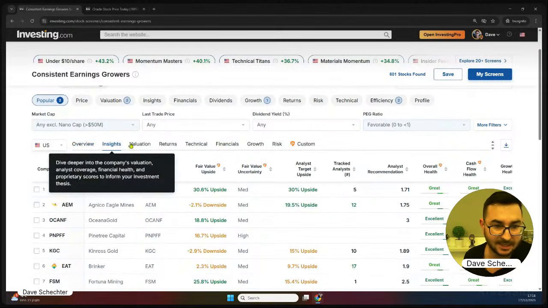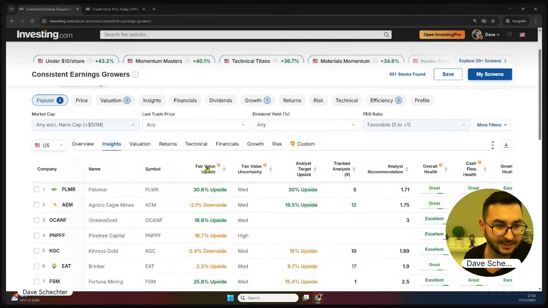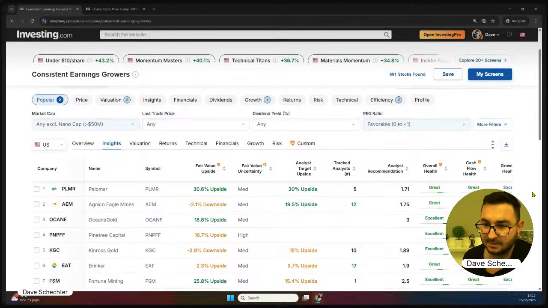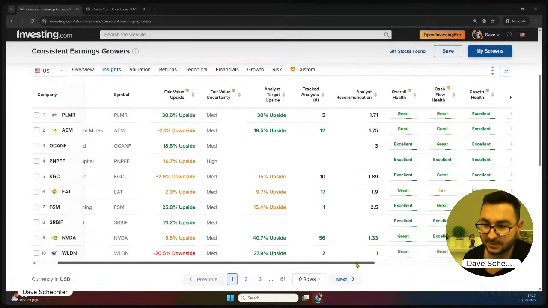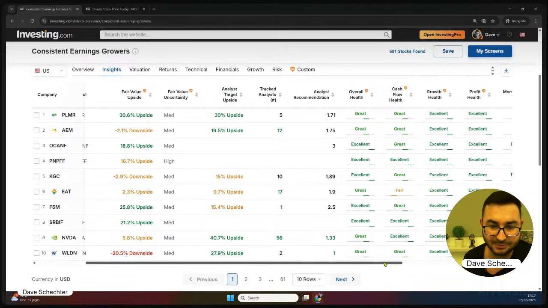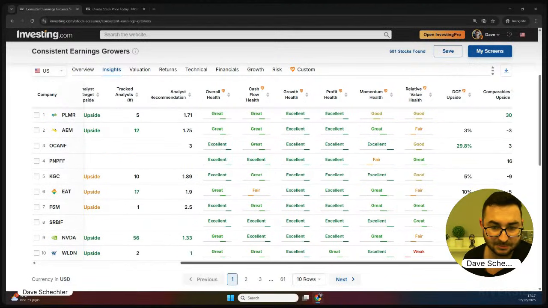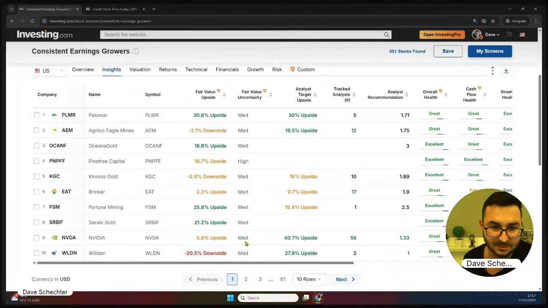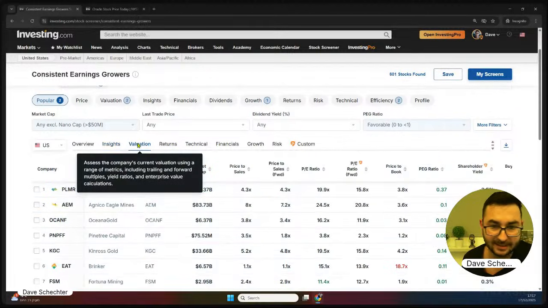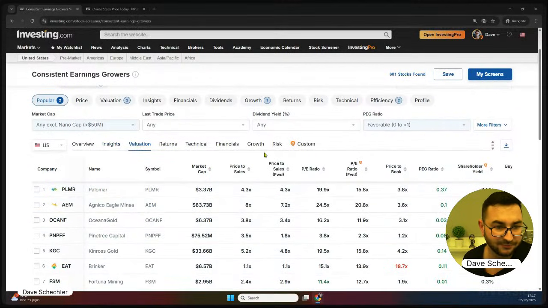So let's say I want to go ahead and click on Insights. Here it gives me the fair value upside based on our fair value system, which I'll show you in a moment how that's comprised. Analyst target upside, overall health. We'll dig into health also in just a little bit, and for you to better understand how we apply our health ratings. And for those of you who are not Apple product users, there is a slider here at the bottom with a lot more metrics to be seen. So I will go ahead and let you explore all of the wonderful information here at your own time.